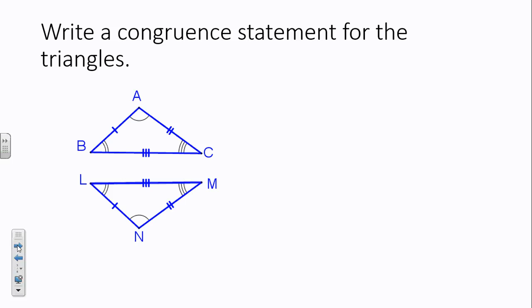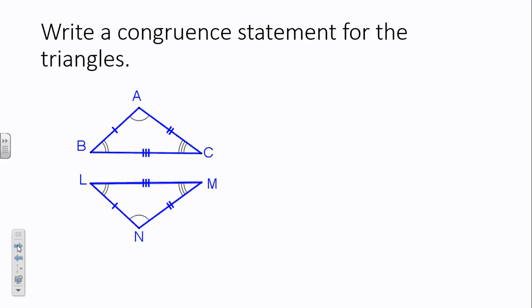So, I want to see if you know how to do this now. I would like you to write a congruent statement for these 2 triangles. You don't have to do all the sides and angles, just for the 2 triangles. Okay, congruent statement for the 2 triangles, down in the box.